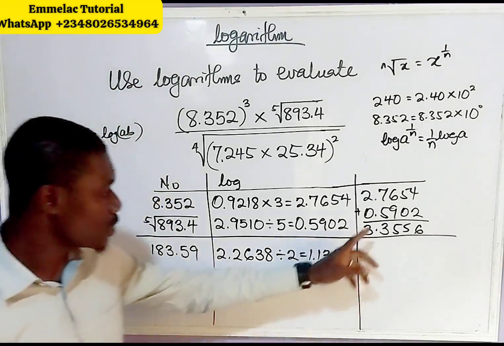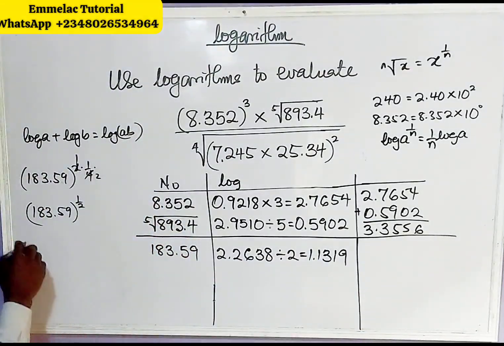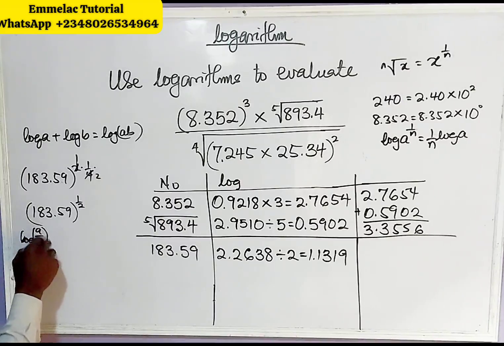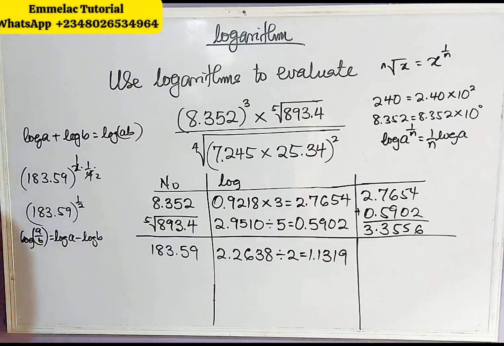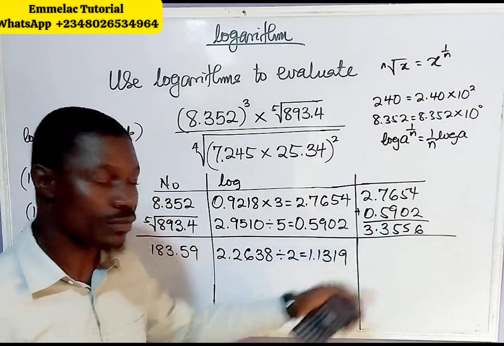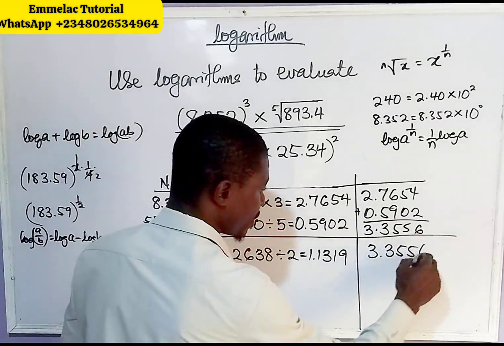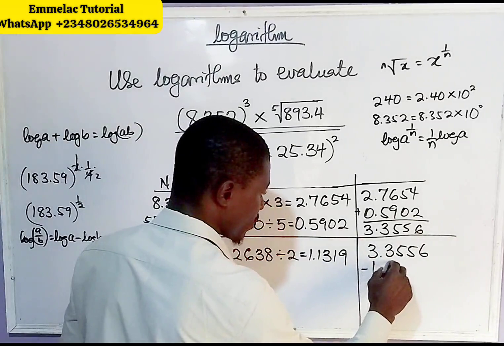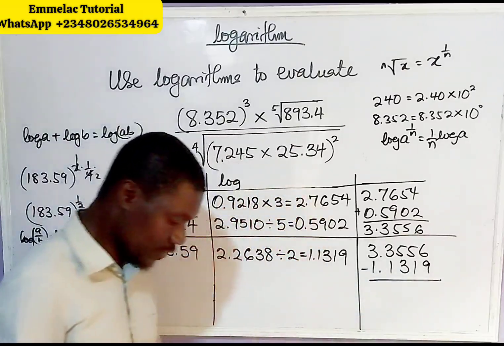Okay, so the next thing we need to do, since we've gotten the value of the numerator and the denominator, is to subtract. Now, according to the law of logarithm, if you have log A all over B, this is the same as saying log A minus log B. So we need to subtract this from this. So here you have 3.3556 minus 1.1319.